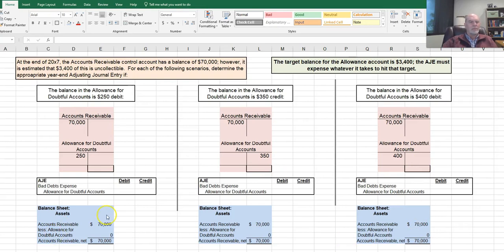We want this allowance account to have $3,400 credit balance because that will offset the $70,000 on the balance sheet. So down here at the bottom, in the assets section, we've got accounts receivable of 70, and we want to offset it by $3,400.